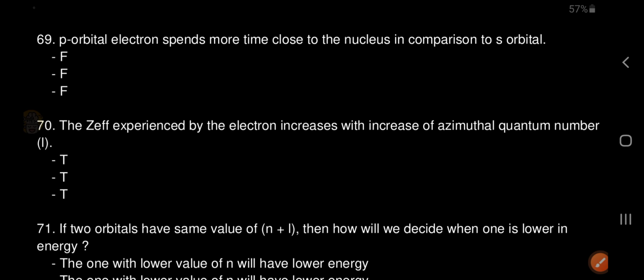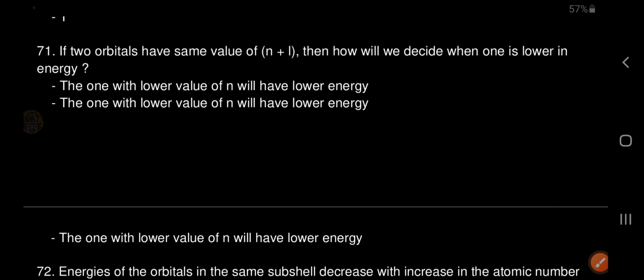The Z effective experienced by the electron increases with the increase of azimuthal quantum number. True. If two orbitals have the same value of n plus L, how will we decide which one is lower in energy? The one with lower value of n will have lower energy.